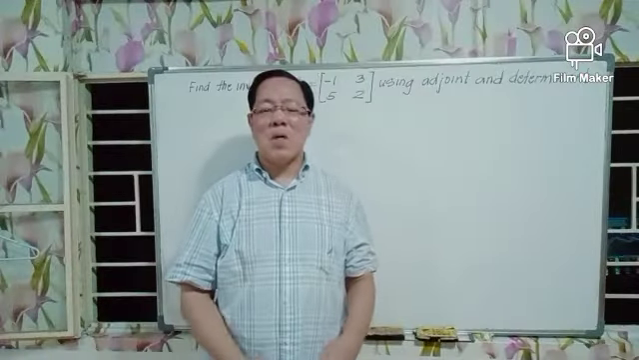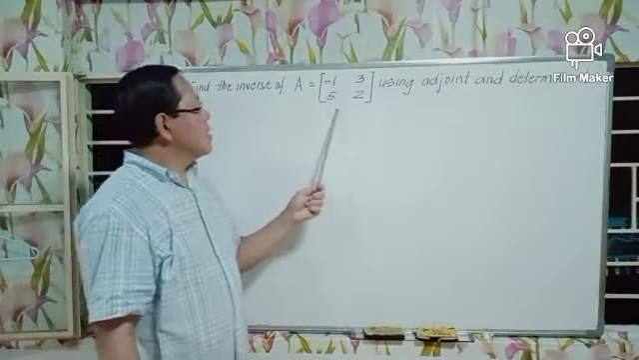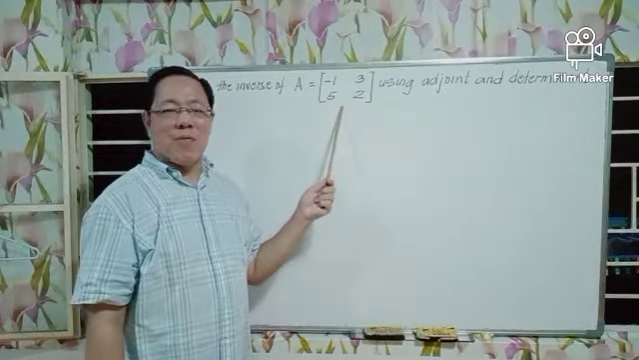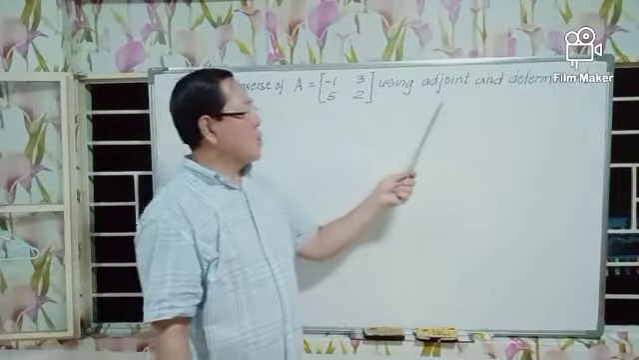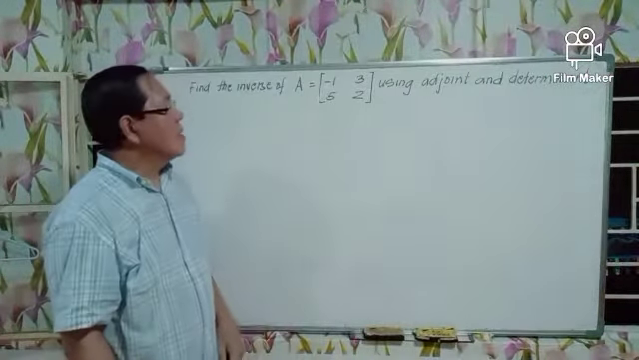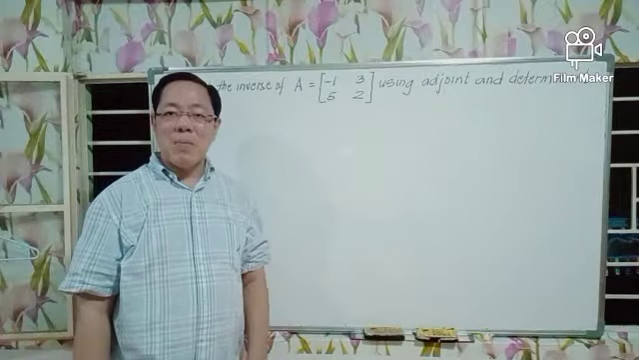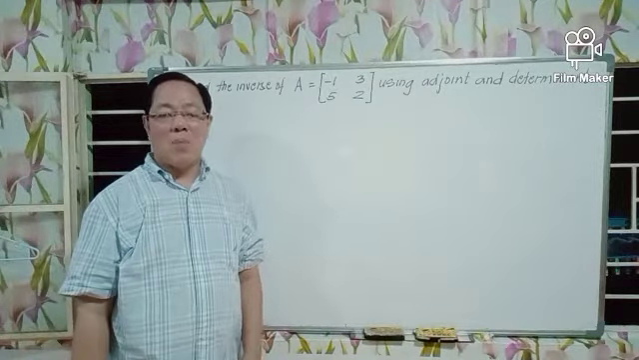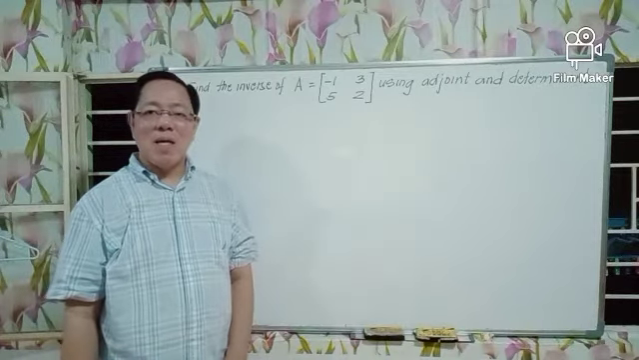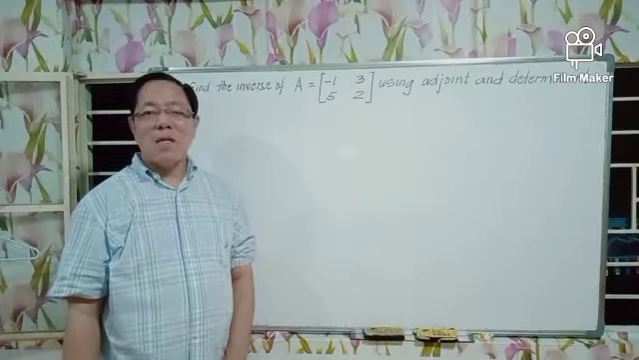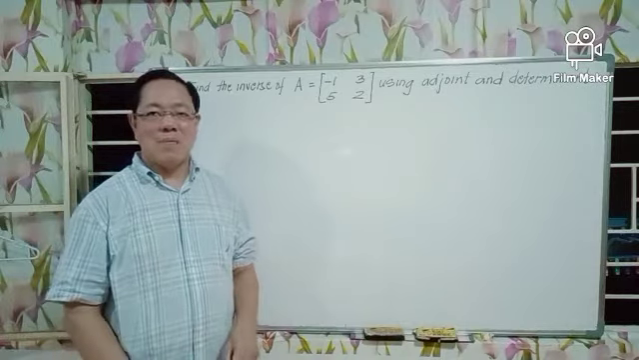For our first example, consider the following problem. Find the inverse of a 2 by 2 matrix with entries in the first row, negative 1, 3, and entries in the second row, 5, 2, using adjoint and determinant. We start by getting the determinant of matrix A. If the determinant of matrix A is equal to 0, you stop and you conclude that the inverse of A does not exist. If the determinant of A is non-zero, then you proceed to get the adjoint of matrix A and then the inverse of matrix A.